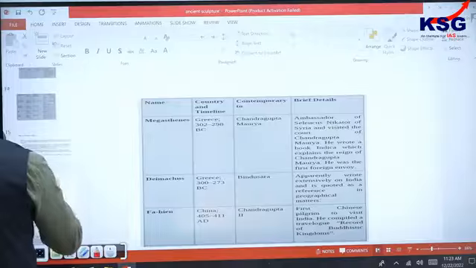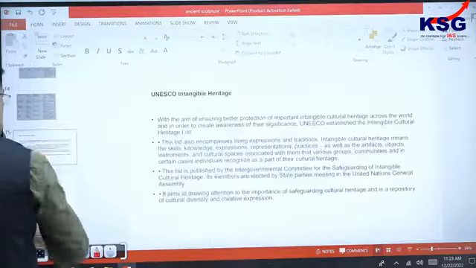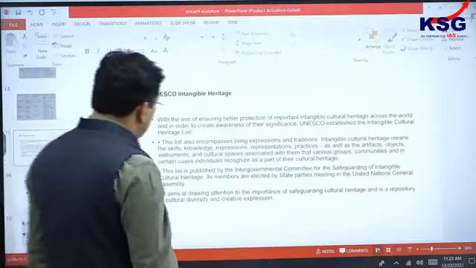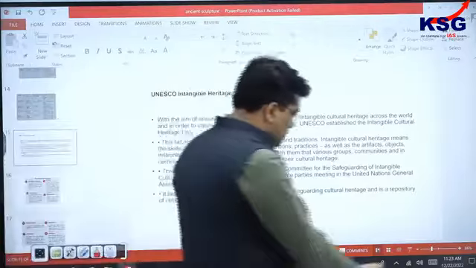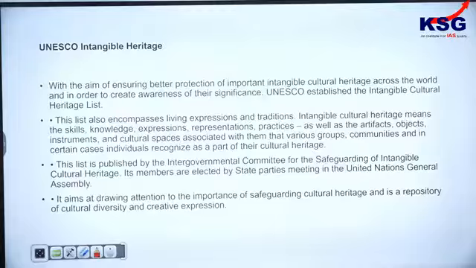Recently, the UNESCO had presented a list of the intangible heritage. Intangible heritage means any material and non-material aspects of the culture continued through traditions, customs.